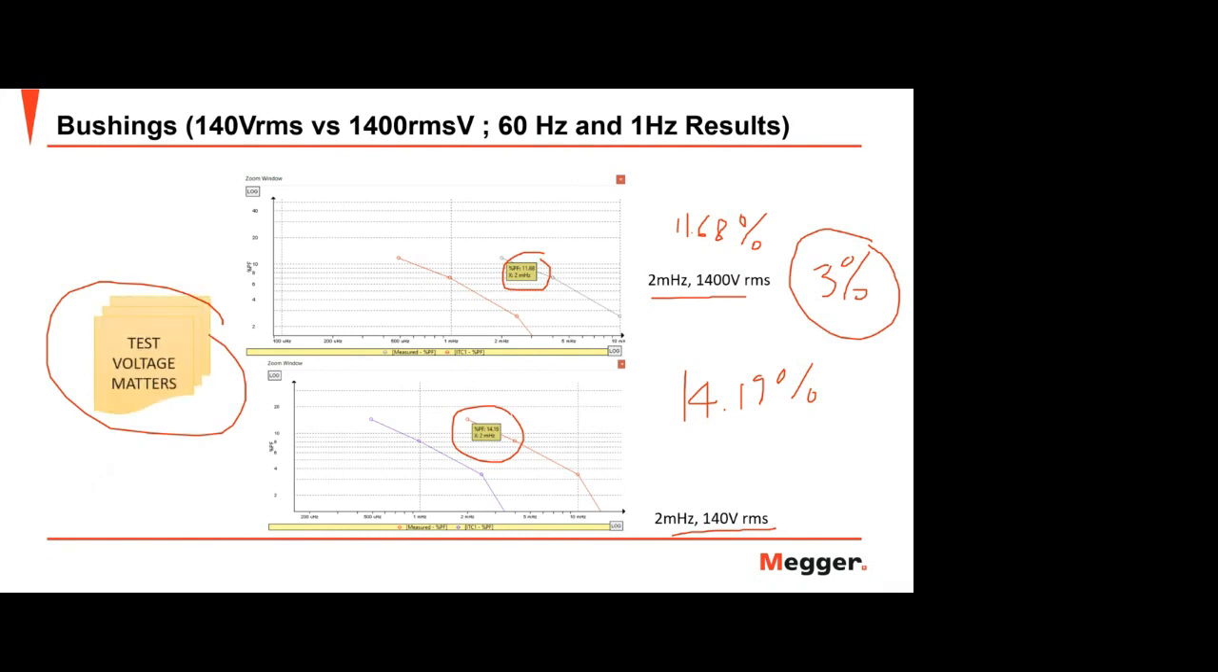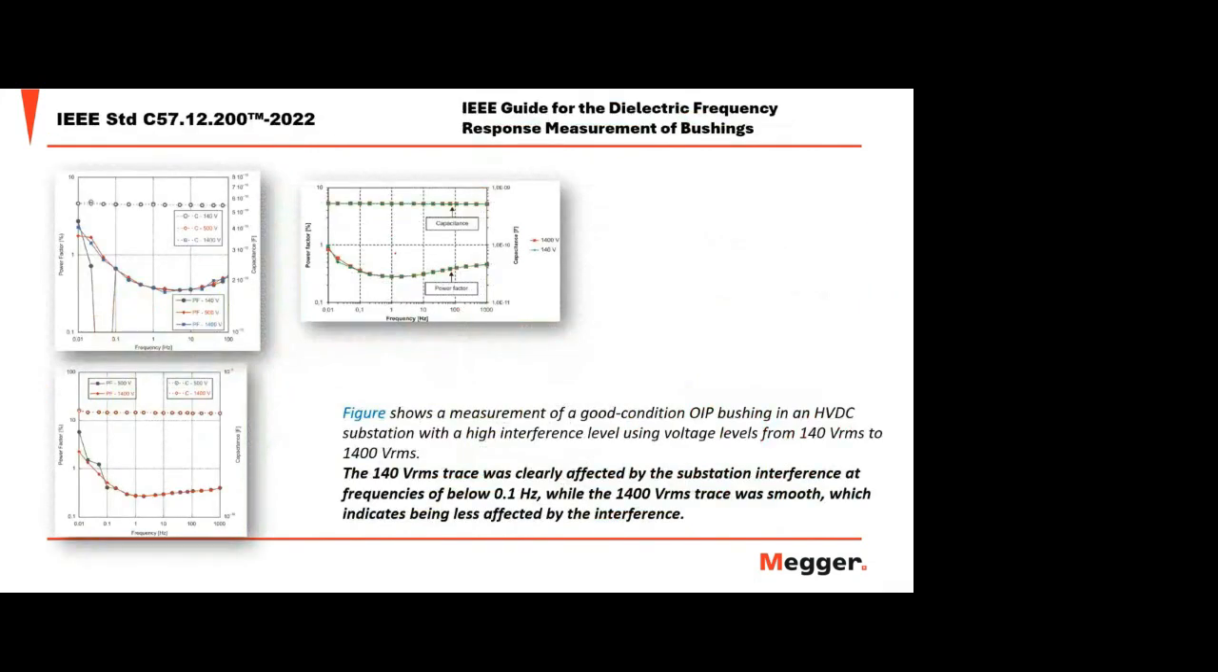Remember that we are doing this test in an online 230 kV substation, and we have a lot of interference nearby. And also, according to the IEEE standards, this is the new standard C57.12.200, 2022. This is a very new standard, a guide for the electric frequency response measurement of bushing. So look at this value here. It is very clear that the 1,400 volts RMS is not affected by the interference versus the 140 volts.